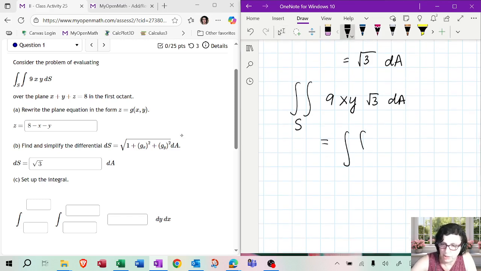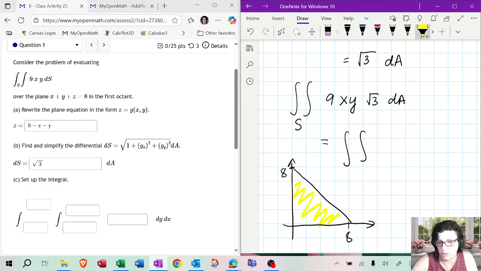All right, so how does this triangle look? If we just have it as a two-dimensional picture, let's imagine that this right here is 8, and then this right here is also 8. And this is your triangle, right? So you're trying to set up the double integral over this. So this is going to be 0. So the outside limits are the x limits, which are going to be obviously 0 to 8.